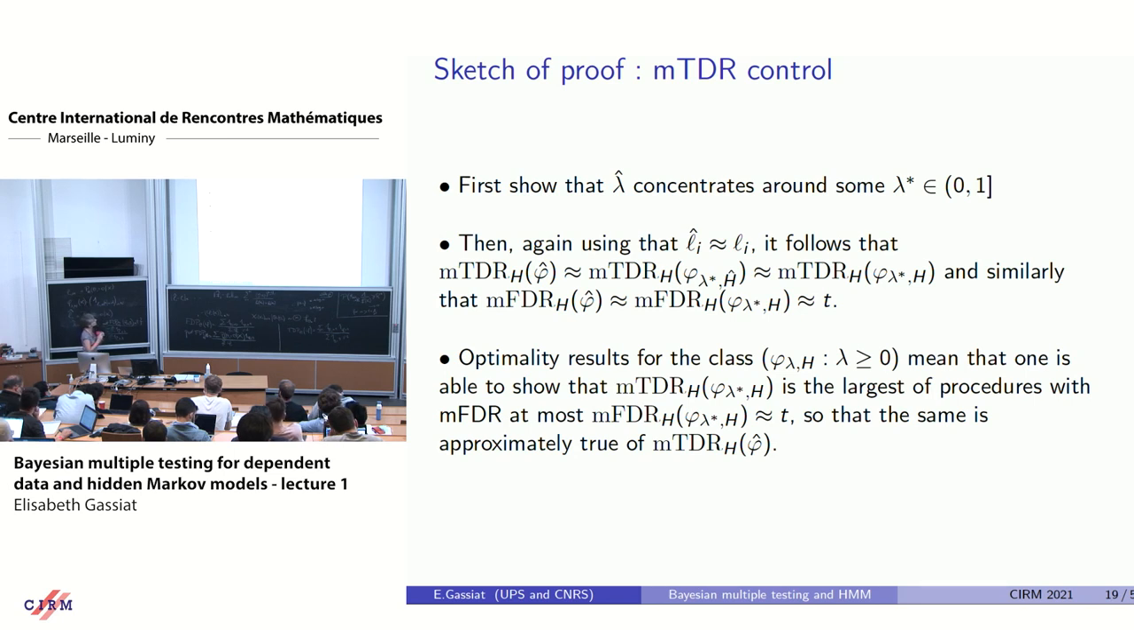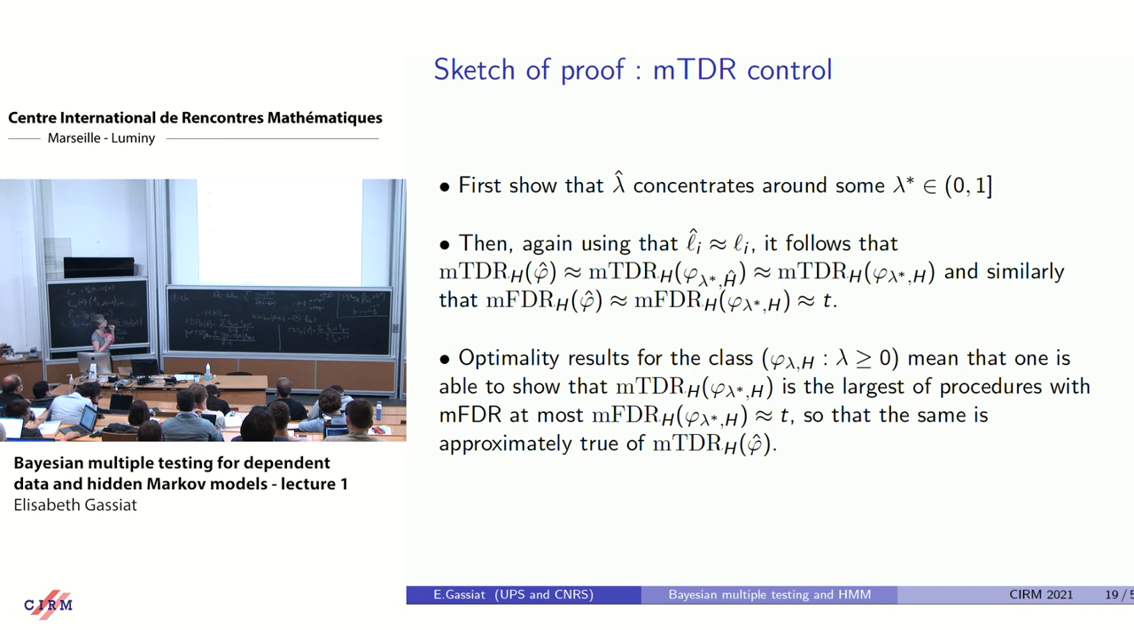So the sketch of proof is the following. Since you do not know what's your observed, you cannot use t hat to control the true discovery proportion. You have to first show that your threshold concentrates somewhere.